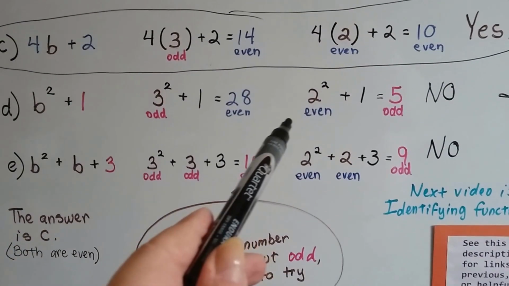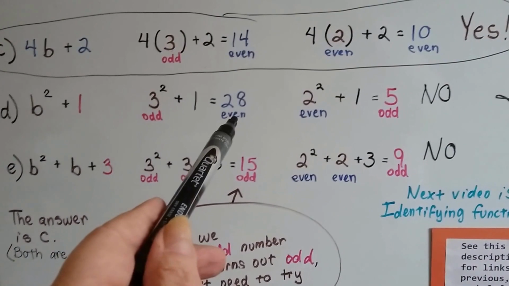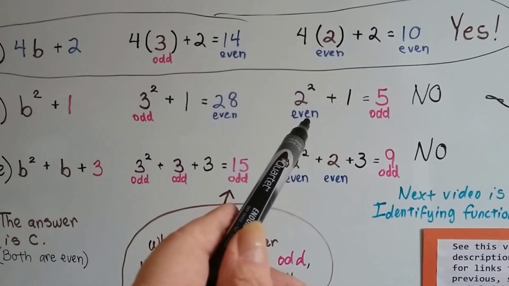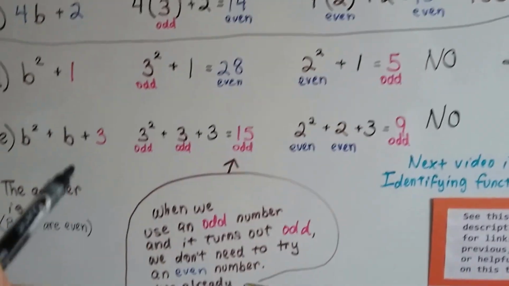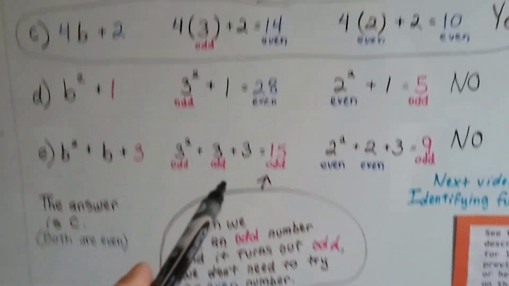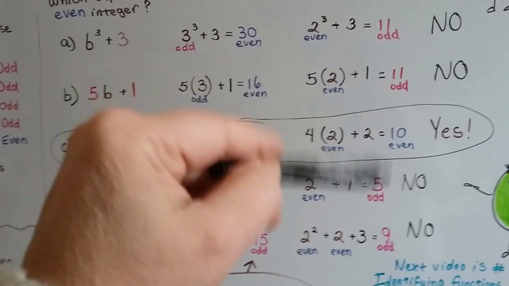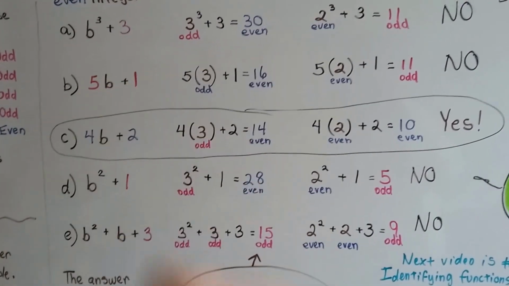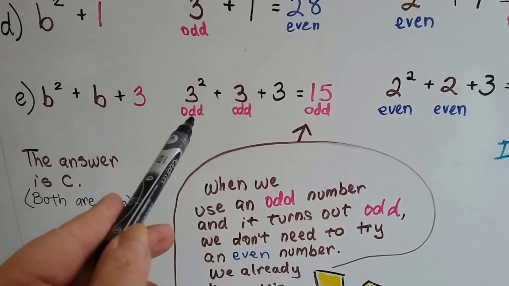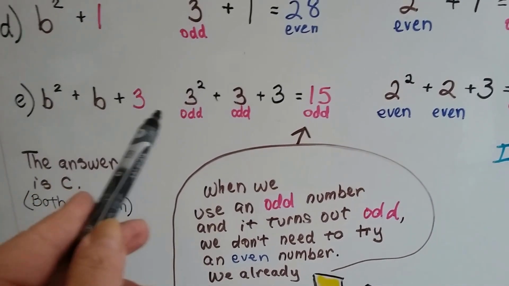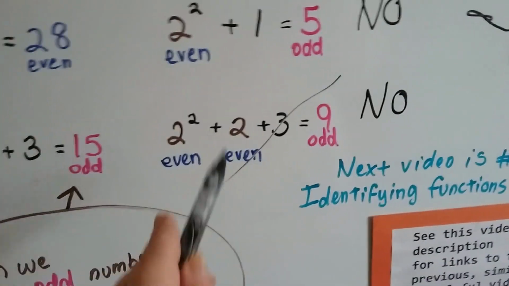And when we try these, this is an even answer when we plug in a 3 for this expression. And when we plug in an even one, we get an odd number. So that didn't work. They're not both even. And this one, if you notice, all of these, when we plugged in an odd number, we got an even answer, which made us continue on to see if the second one was going to be even. But in this one, when we plugged in an odd number into b squared plus b plus 3, we got an odd answer. So really, we didn't even need to do this.